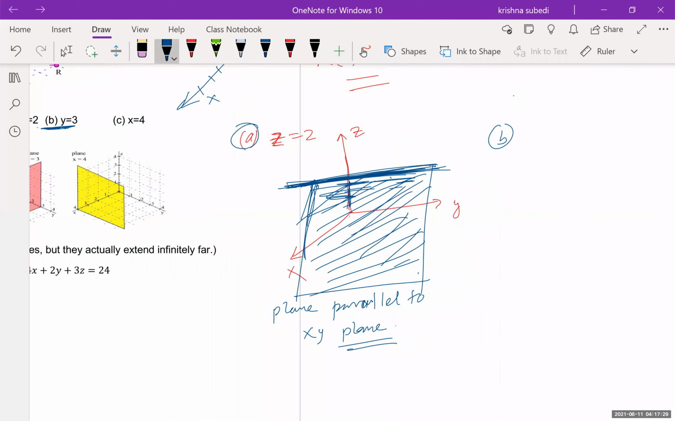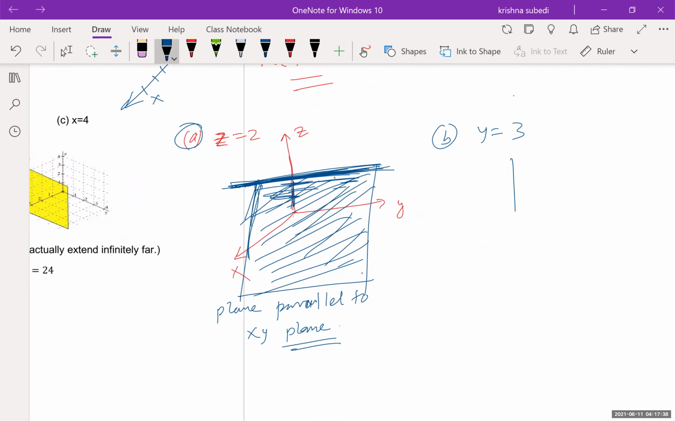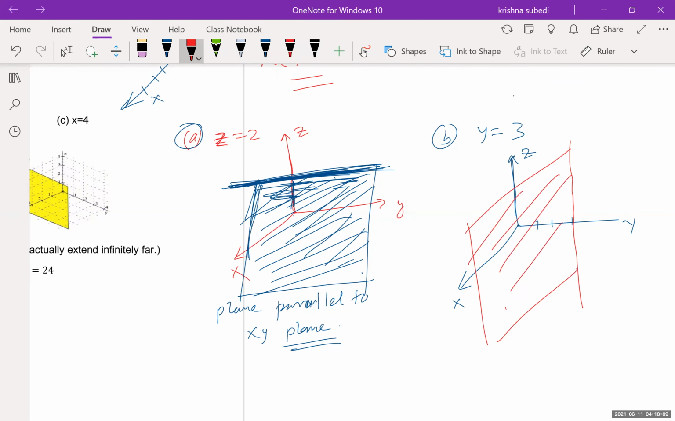Now part B, if you want to draw a graph for y equals 3 in 3D, this is clearly parallel to the xy plane, sorry, xz plane. This is your x, this is your y, and this is your z. So here y is fixed, 1, 2, 3, y is fixed. Okay, x and z can take any value. So let us consider that this is our plane, random, just this one.